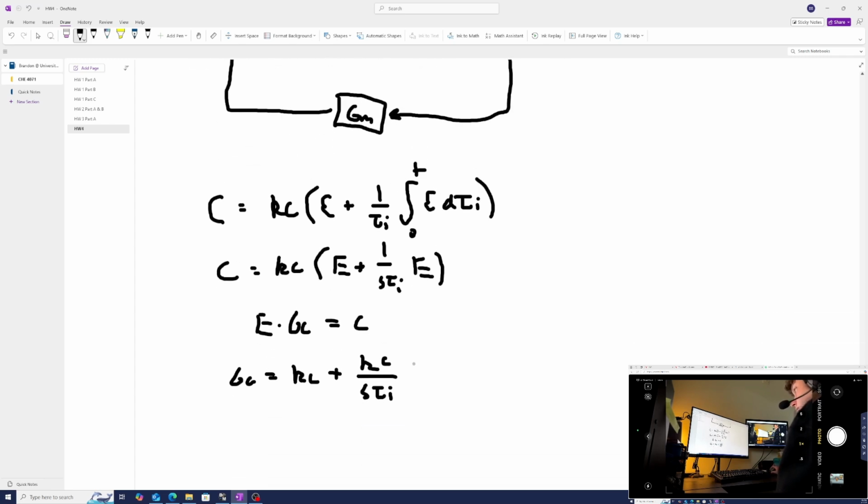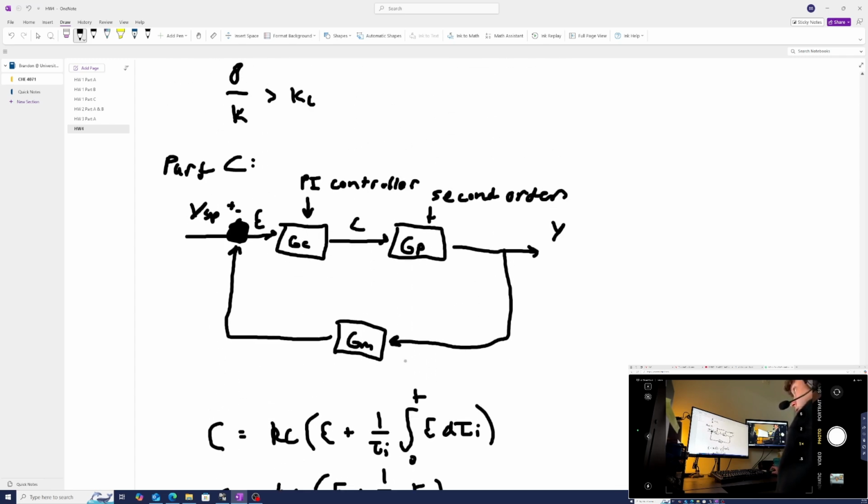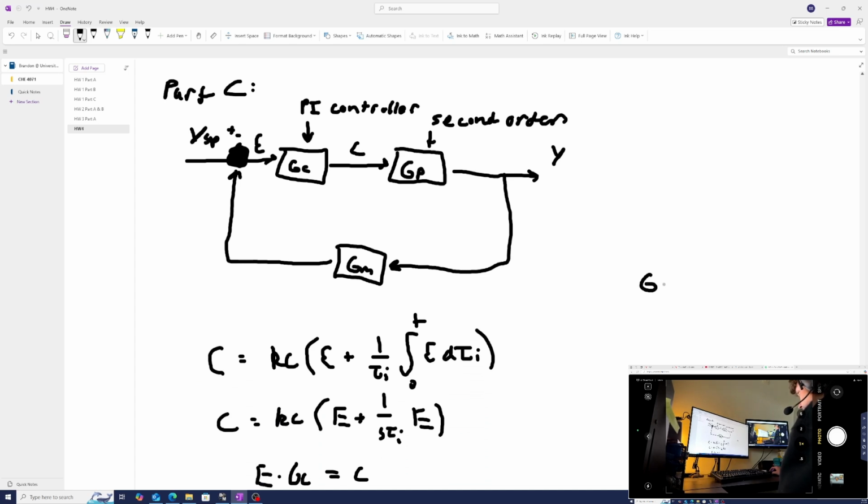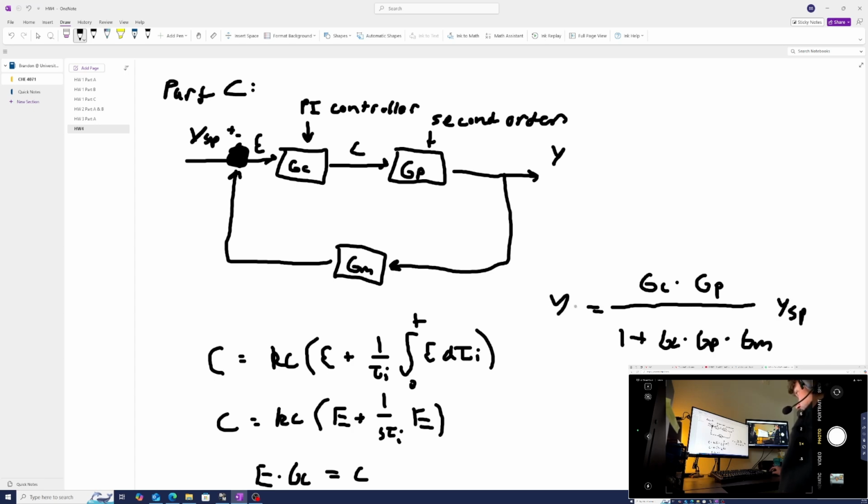So the next thing we need to do is determine our closed loop function, which we know our shortcut for determining the closed loop is what's on top. So our GC times GP over 1 plus GC times GP times GM times our YSP, our set point, is equal to our big Y.